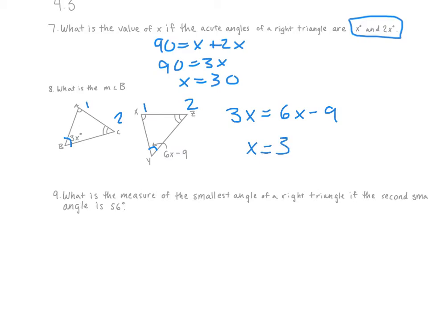3. So it's asking us for angle B. So we have to take this 3 and plug it in to B. So what do we get for angle B? 9 degrees.